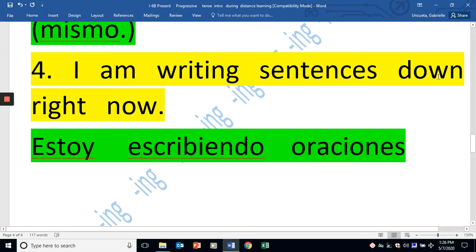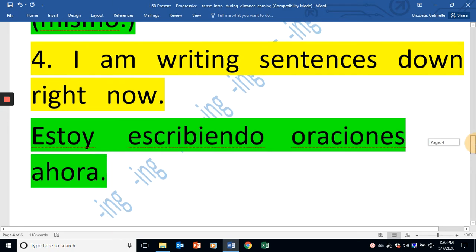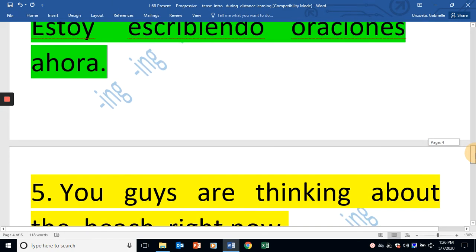Now, the down portion does not exist in Spanish. So if you were to put abajo, then I would know you had used a Google Translator. See, this is when the Spanish teachers get lots of giggles because we think, gee, do you think the kid wrote it himself or do you think he used a translator to help him? Because you just don't write things down in Spanish. You just write them. Okay, so we're just not going to put the down portion. Estoy escribiendo oraciones ahora.